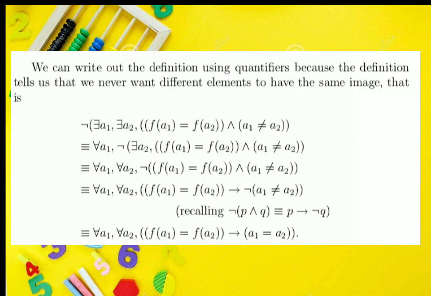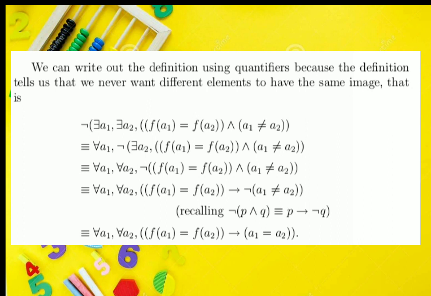We can write out the definition using quantifiers, because the definition tells us that we never want different elements to have the same image. That is, it is not the case that there exist a1, a2 such that f(a1) is equal to f(a2) and a1 is not equal to a2.